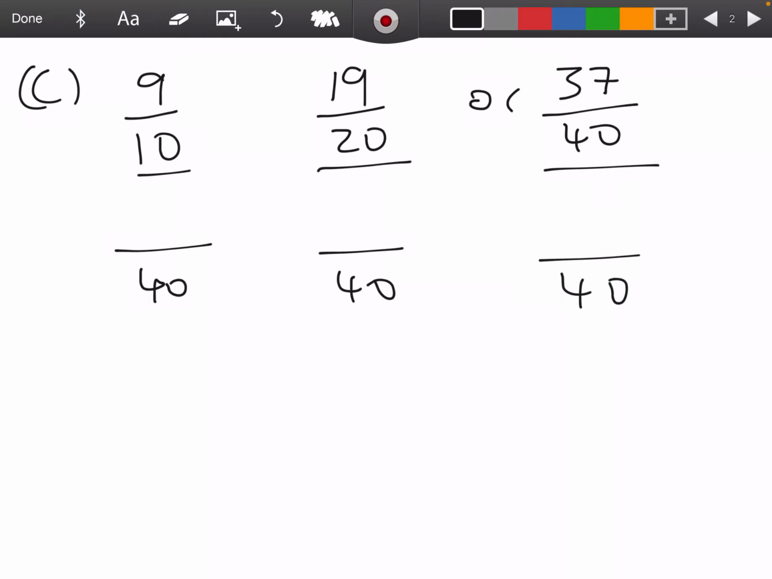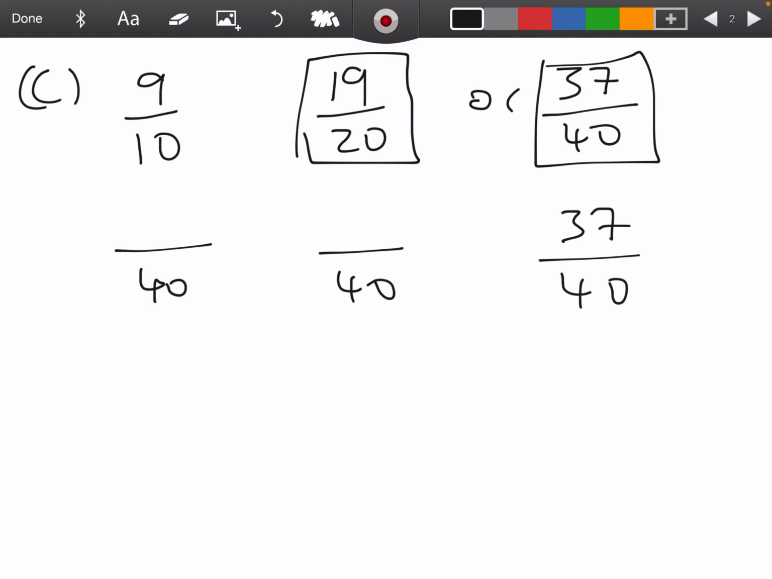So if I put them all over 40, then I can see exactly for sure which one 9 over 10 is closer to. Is it closer to this one or this one? So that one doesn't change, 37 over 40. To change 9 over 10 to something over 40, I've got to multiply that by 4. So that's going to become 36 over 40. Not 39, 36 over 40. And then 19 over 20. To change that to 40, I've got to multiply by 2. So that's going to be 38 over 40.